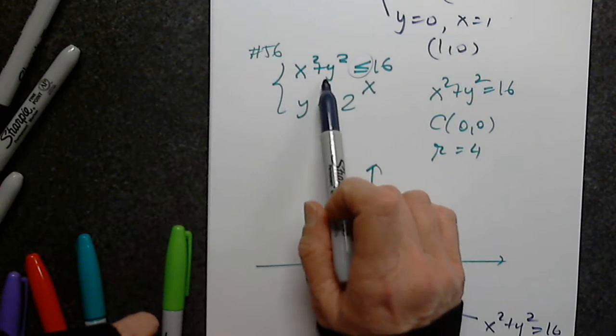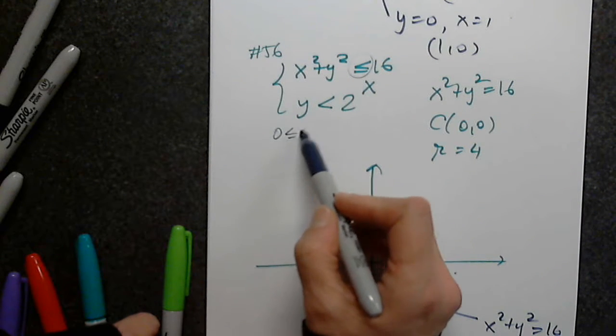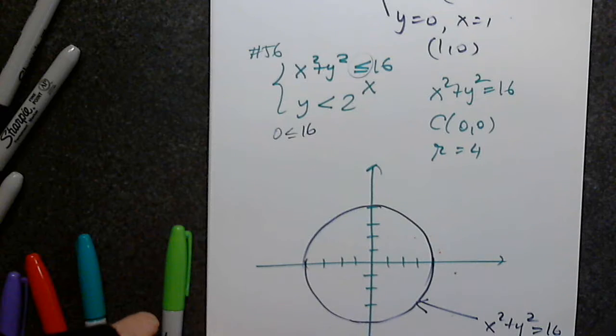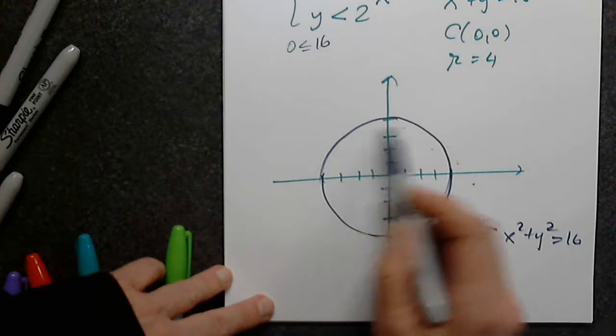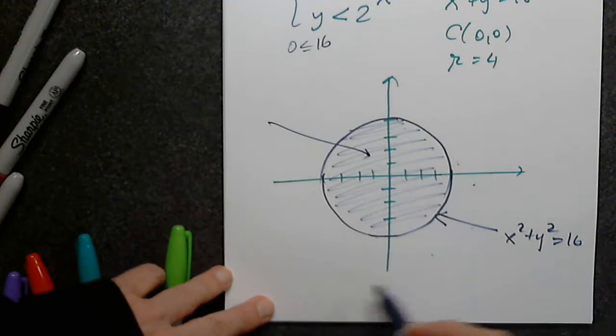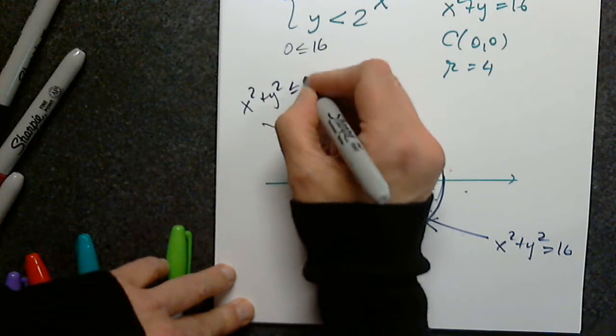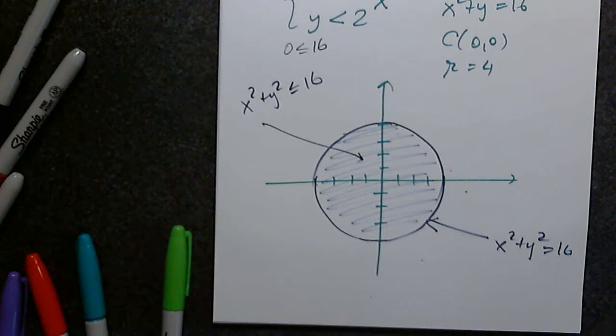When I plug in 0, which I'm checking the inside with this point, I get 0 less than or equal to 16. If it's true, I shade it in. If it's false, I shade in the outside. It's true. So this inside, everything including the circumference, is x squared plus y squared less than or equal to 16. So I'm done with the first one.